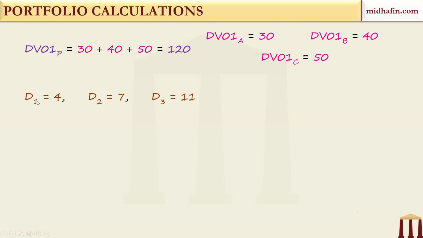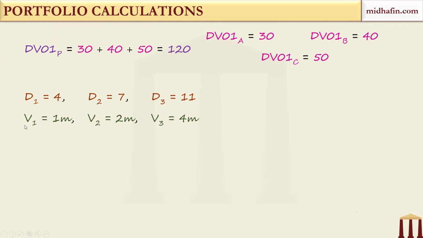If it is duration, then for duration, we take the weighted average, not the sum, but the weighted average. Why is there this difference? Because DV01 values are in dollar terms, so they already incorporate the weight impact of individual positions. So we just add them. In the case of duration, these are percentage terms, so they do not incorporate the weight impact. I'll have to take into consideration what the weights of the assets in the portfolio are.